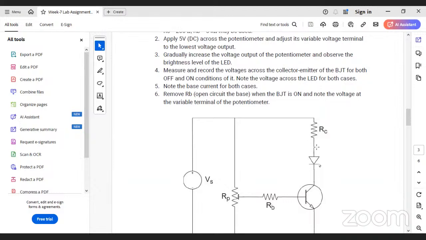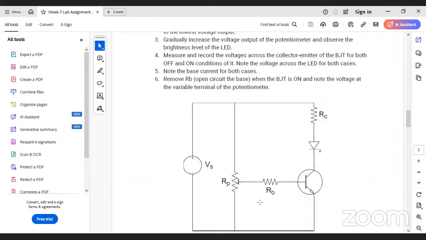In off condition, IB will flow, ma'am? In off condition, IB will not flow, ma'am. No, there is a threshold, right? After that only the on will happen. But before that also IB will flow, right, in lower values? No, because the transistor will be off now, ma'am. So how will IB flow, ma'am? Unless the transistor turns on, it is not getting any path for the IB, ma'am.